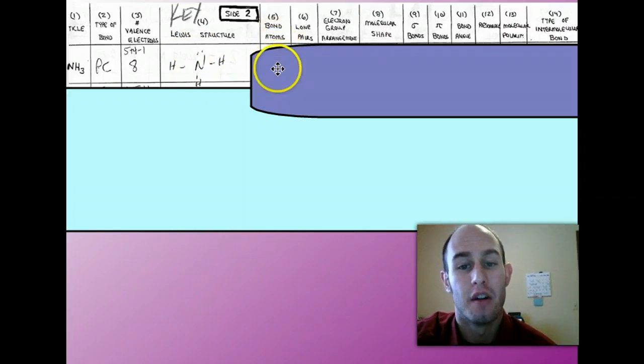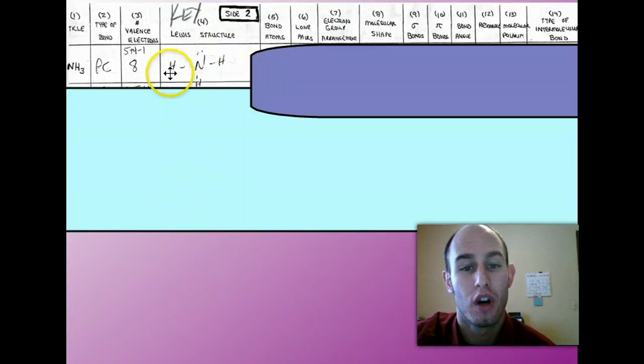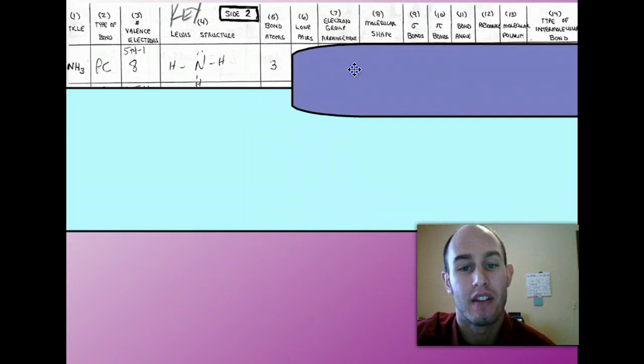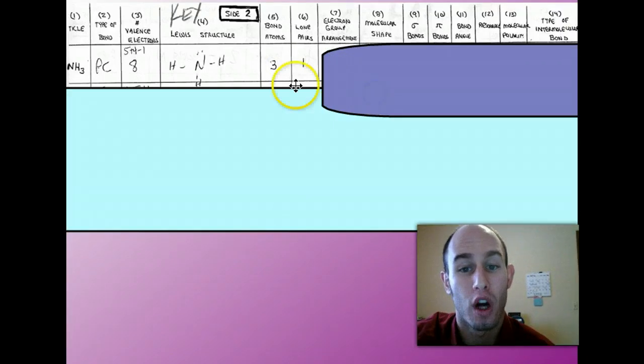Column 5, the bonded atoms. How many atoms are bonded to our central atom? Well, in this case, 1, 2, 3 are bonded to our central atom, and that is my answer. How many lone pairs of electrons are on my central atom? 2 electrons are on my central atom as a lone pair, so I'm going to have 1 lone pair.